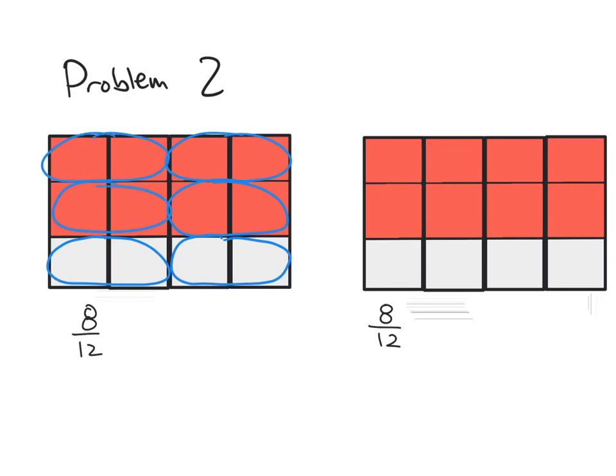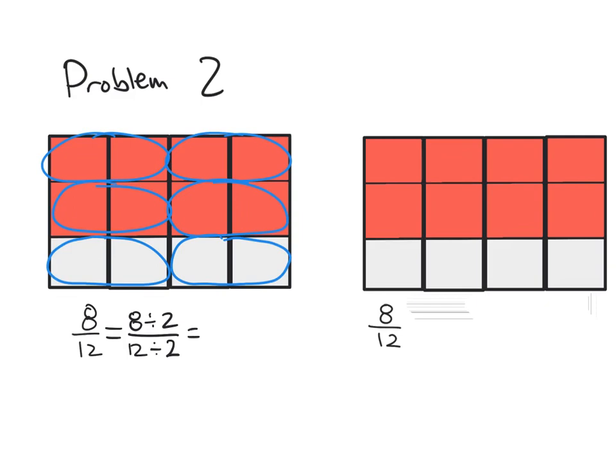Now, since I was able to make groups of 2 out of this area model, I can find an equivalent fraction by dividing the numerator and the denominator by 2. I'm going to go ahead and do that now. And remember, when we're finding equivalent fractions, we always want to make sure we're dividing or multiplying the numerator and the denominator by the same number. So in this case, it's 2.